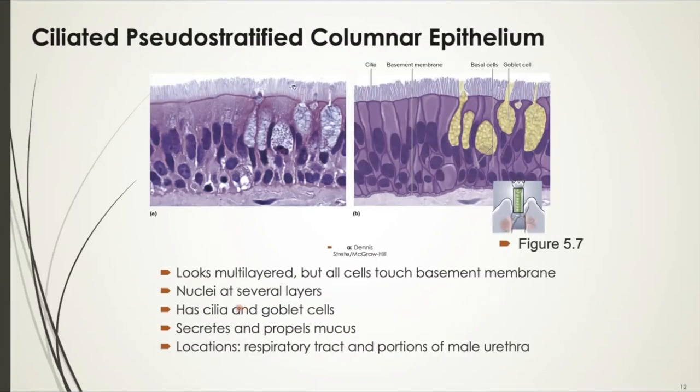Okay, it has cilia, it has goblet cells. We've already looked at that. The function is to secrete and help propel mucus. So that's what the cilia do. What you're looking at here is actually a cross-section of the trachea. So these cilia serve to help propel mucus out of the lungs, up the trachea, right? And then you end up swallowing that mucus. So a little tidbit for you.